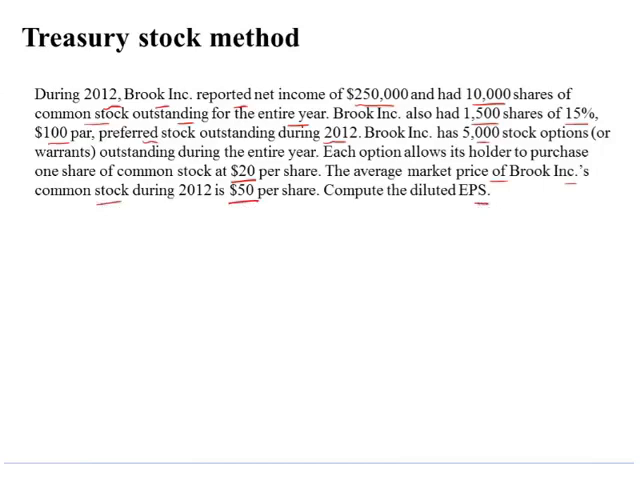Compute the diluted EPS. So let's follow the treasury stock method again. The money received by the company from the exercise of the options would be $20 into the number of options, that is 5,000. So the company will receive an additional $100,000 that it can use to buy back shares.